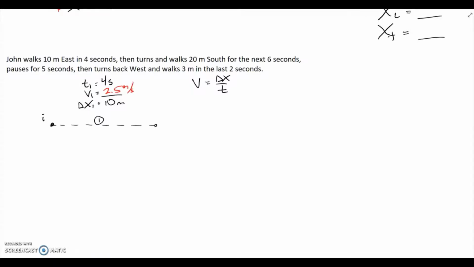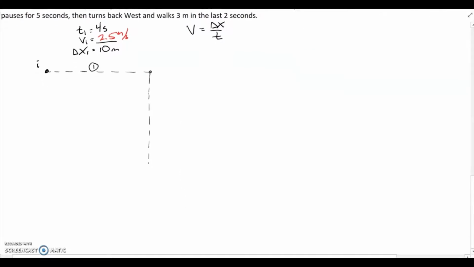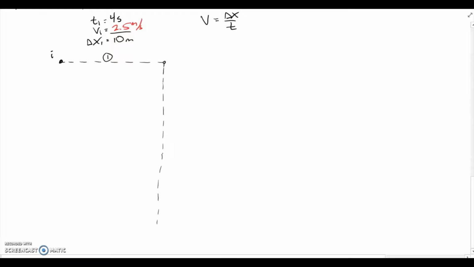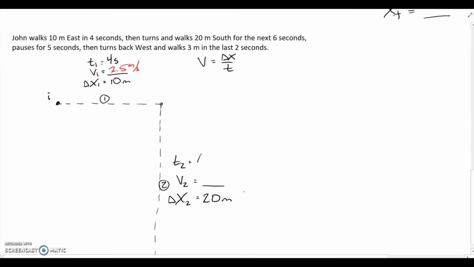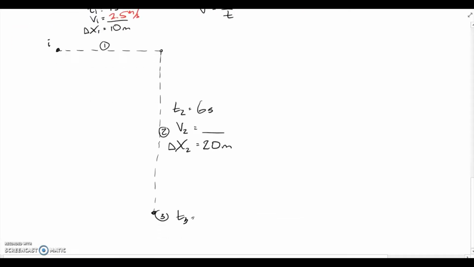But next he walks 20 meters to the south. So I'm going to draw another dotted line. And that would be 10 meters. I'm going to try to draw it so it's the same scale, so I'm going to draw it even longer. All right, that's section 2. Section 2 has its own time, its own velocity, and its own displacement. And they tell me he walks 20 meters at some speed for 6 seconds. Then we sit right here and we do that for a time of 5 seconds.